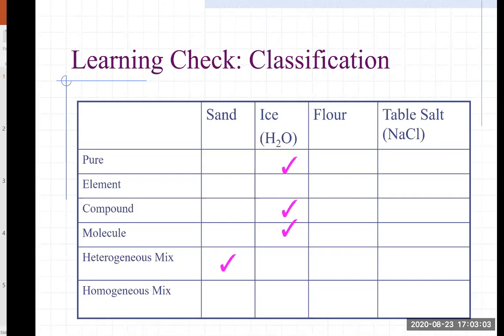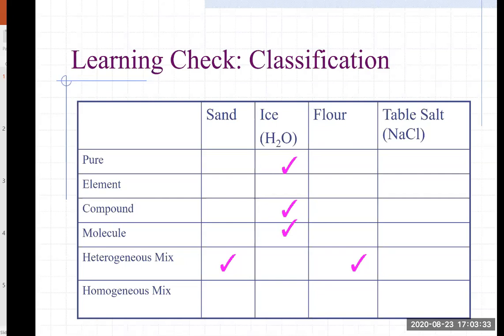Flour, on the other hand, is not a pure substance. It's not an element. It's not a compound. And it's not a molecule. It's a mixture. And when you bake, bakers who are really good run flour through a sifter. And the reason they run it through a sifter is because it starts out heterogeneous, and they run it through a sifter so they can get it more homogeneous so that it's equally distributed throughout their baked goods.